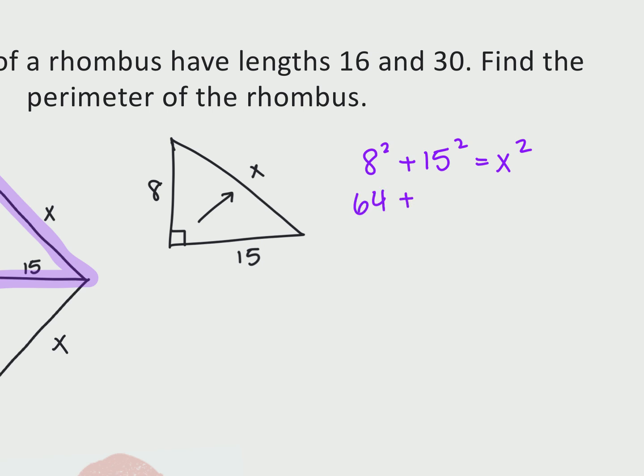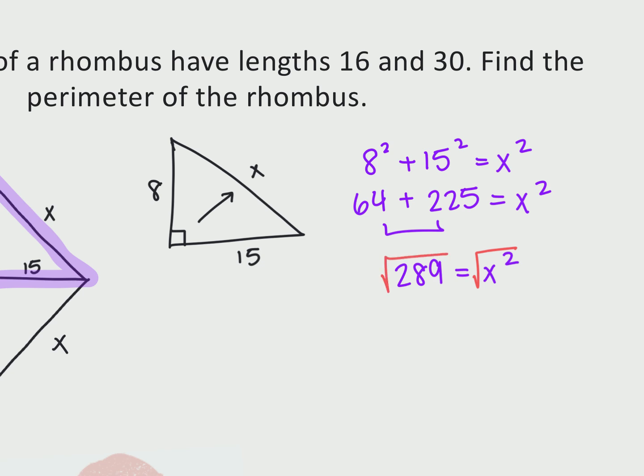You guys have your calculators. You could plug it in. You're going to get 225 equals x squared. Adding these two together, 289 equals x squared. And again, how do I get rid of that squared? Square root it.